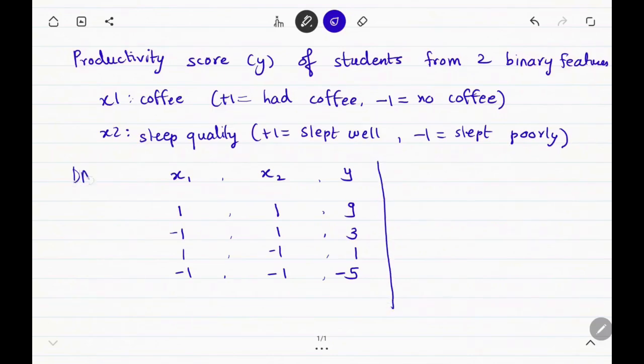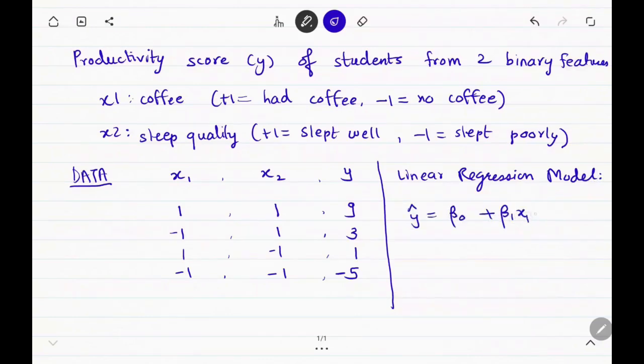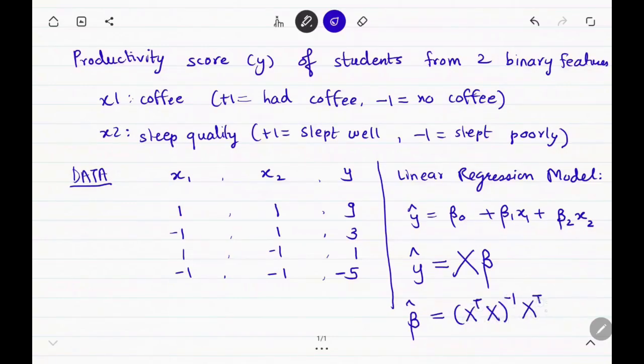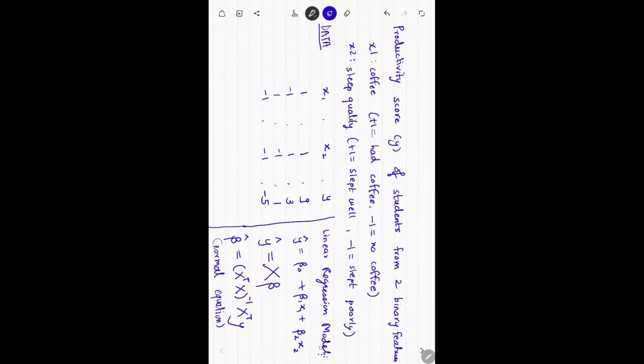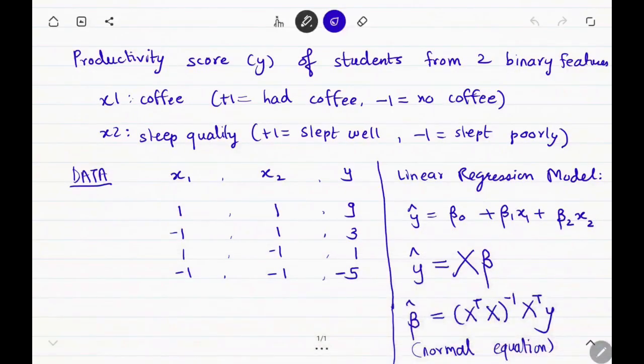We fit a linear model with an intercept. So y hat is equal to beta naught, which is the intercept, plus beta 1 x1 plus beta 2 x2. Now in matrix form, it still looks exactly the same. That is, y hat is equal to X beta. And our solution also looks exactly the same. That is, using the normal equation, beta hat is equal to (X transpose X) whole inverse multiplied by X transpose multiplied by y.